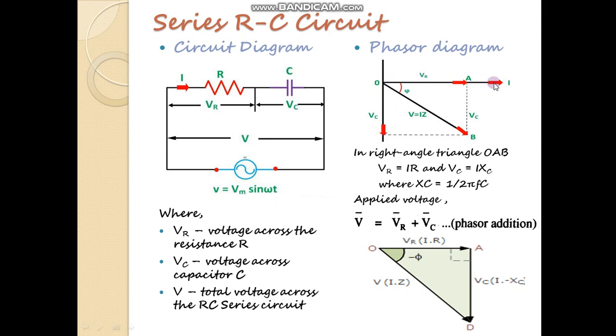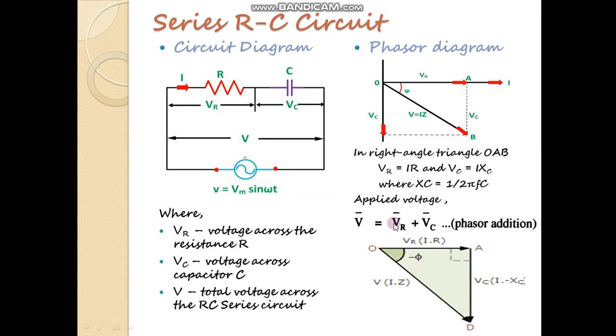So after drawing the VR and VC, we will find the resultant of these two vectors or phasors. It will be V, the total supply voltage. In this right angle triangle OAB, VR means I into R, and VC means I into XC, where XC is the capacitive reactance, given by the formula 1 upon 2 pi FC. Now the total applied voltage V will be the phasor addition of VR and VC.